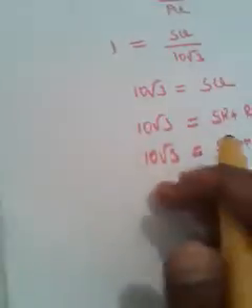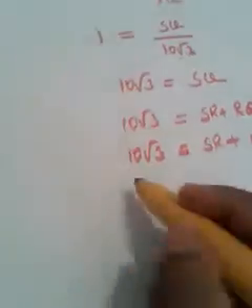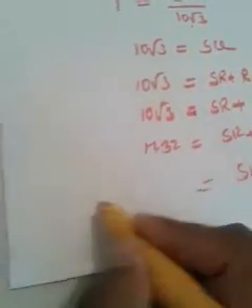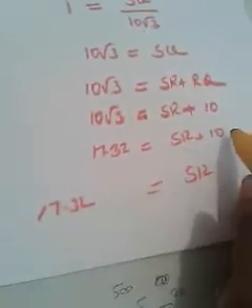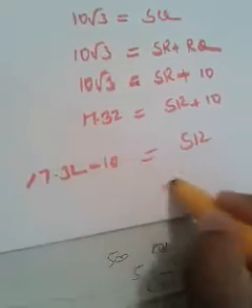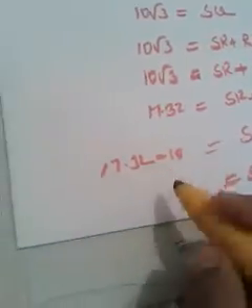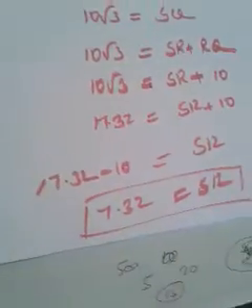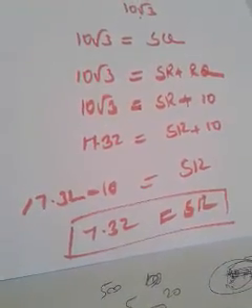17.32 itself you can substitute here. Instead of 10 root 3 you can write 17.32, because 10 root 3 we already calculated here, that's why. Okay, it's equal to SR plus 10. And what is SR? 17.32. Take this 10 to the left side, it becomes minus 10. So SR will be 17.32 minus 10. It is 7.32. The length of the flagstaff will be 7.32, and this is the method.